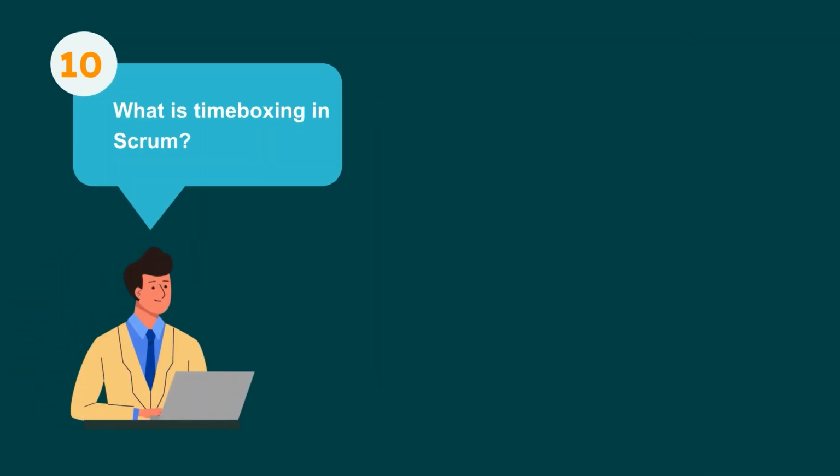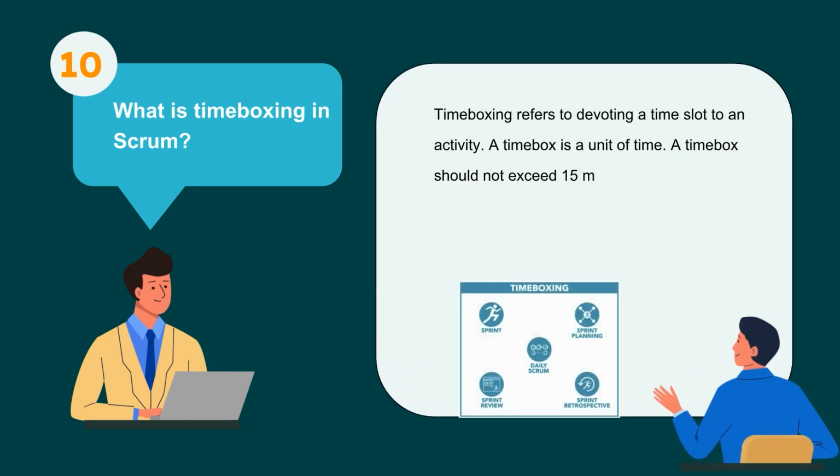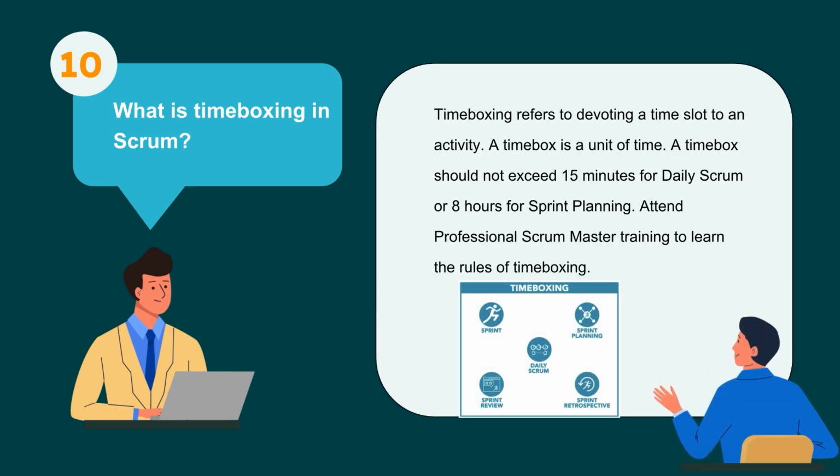10. What is timeboxing in Scrum? Timeboxing refers to devoting a time slot to an activity. A timebox is a unit of time. A timebox should not exceed 15 minutes for daily Scrum or 8 hours for sprint planning. Attend professional Scrum Master training to learn the rules of timeboxing.